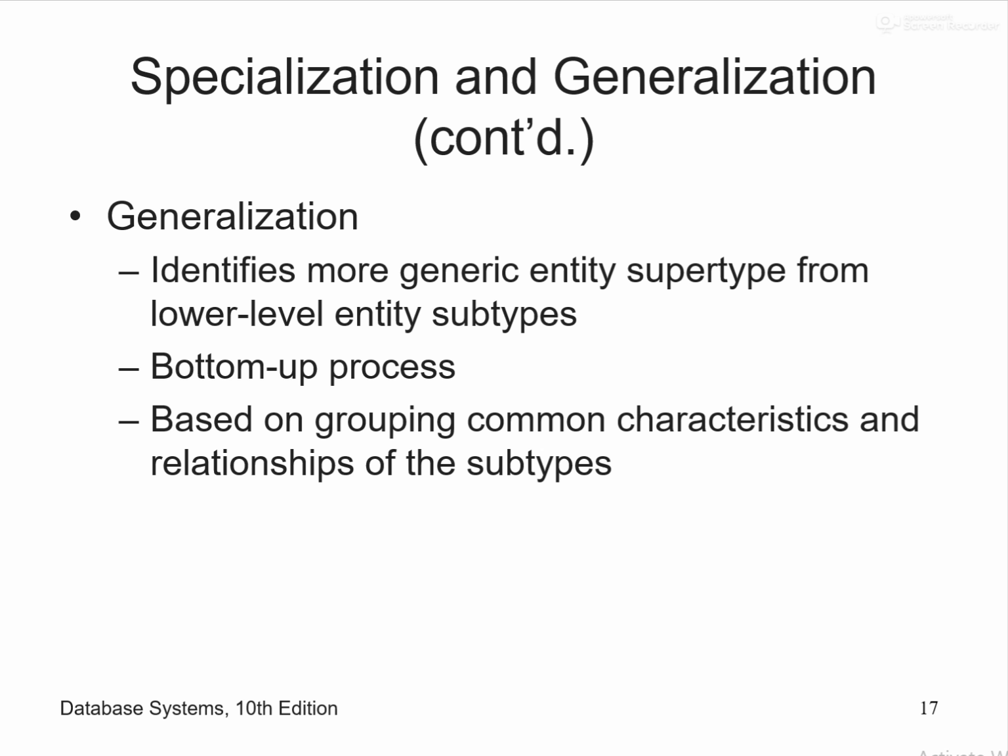For example, you might identify many types of musical instruments like piano, violin and guitar, and then using the generalization approach you can find a string instrument entity supertype. You can say that piano, violin and guitar, I can put them all together in one supertype entity, string instrument, because they all have common characteristics. So why not join them together into one supertype entity like string instrument.